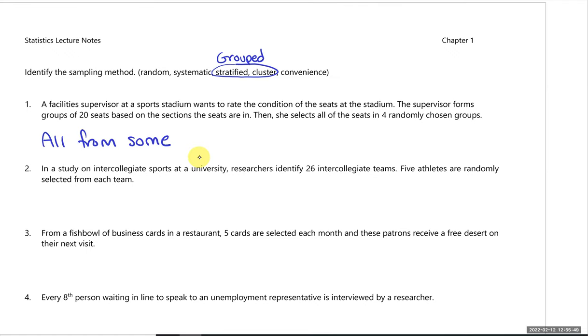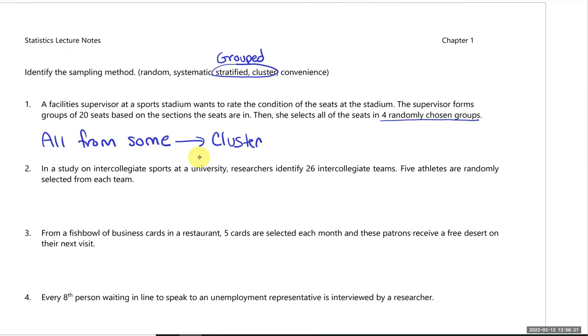So a student of mine one semester, the way it helped him remember it, the random part is picking the groups. If picking the groups is the random part, it's going to be cluster. If the random part is the subjects, it'll be stratified. So let's see, it's easier to look at it as a difference.